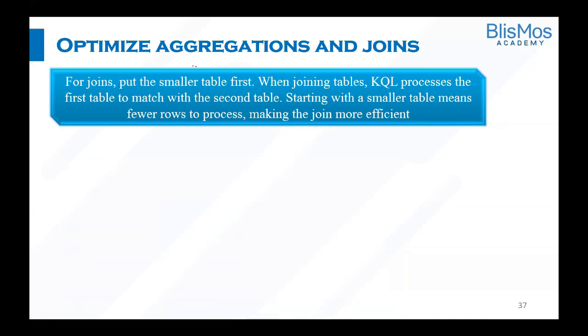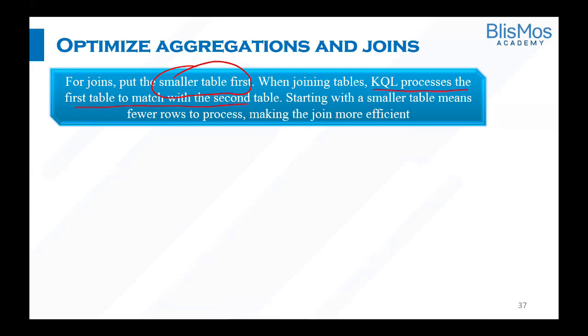Mention the smaller table first. When you join, you can mention the smaller table first, so you would have a fair idea of which table is small and which table is big. Whenever the joining happens, KQL processes the first table to match the second table.